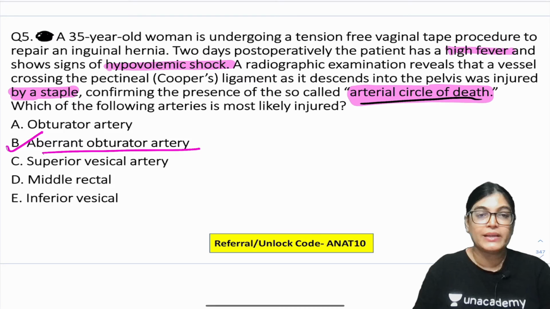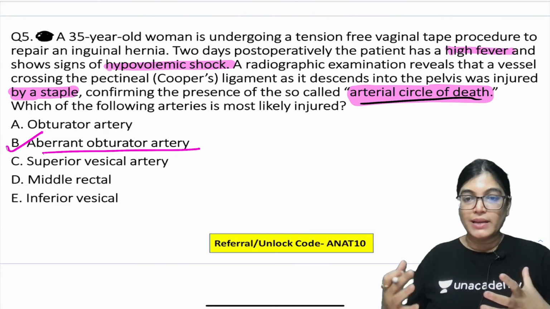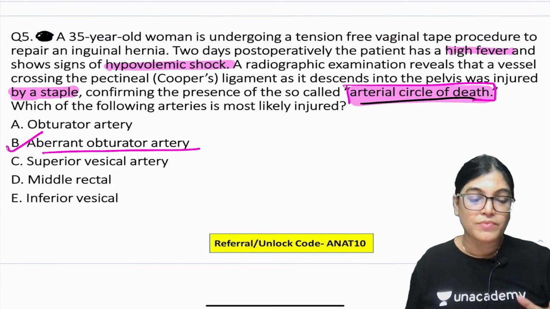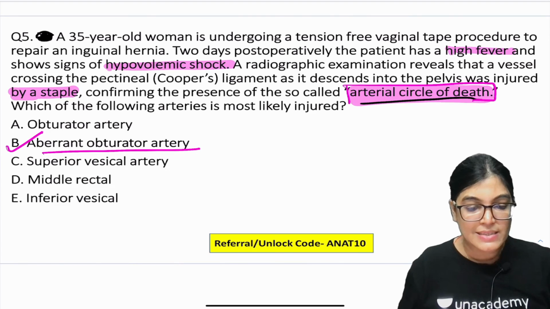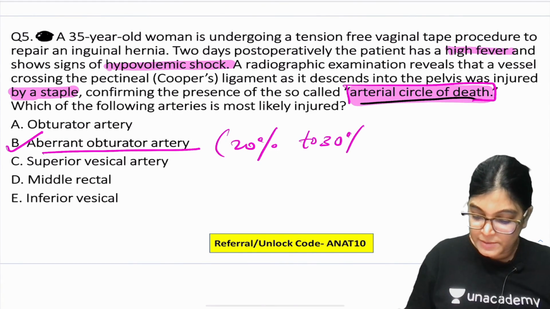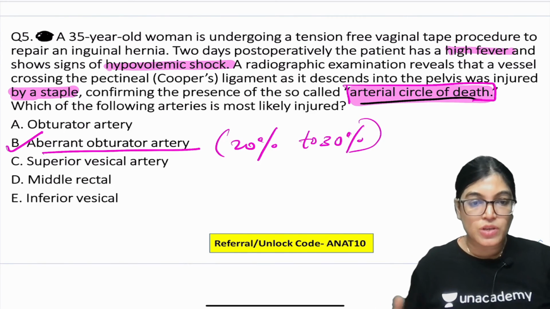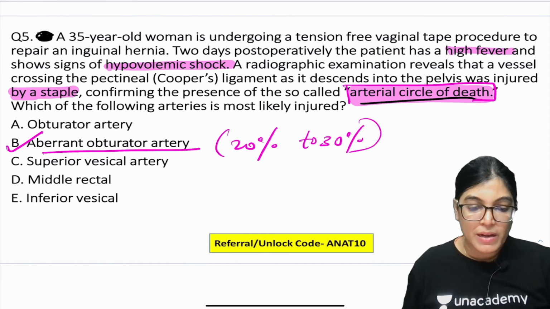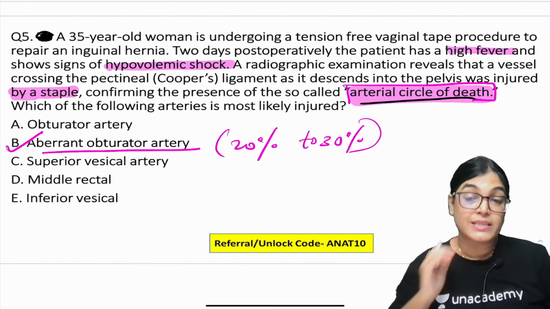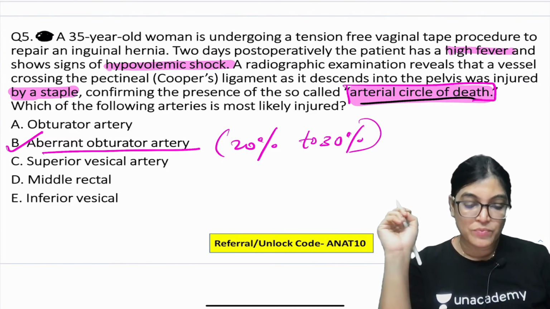What is the aberrant obturator artery? Actually, in cases of females where we want to repair the inguinal region, the surgeon should take care of this aberrant obturator artery. It is a normal variant seen in approximately 20 to 30% of individuals. At times, due to a mistake, the surgeon can injure this artery. This aberrant obturator artery is a branch from the inferior epigastric artery.